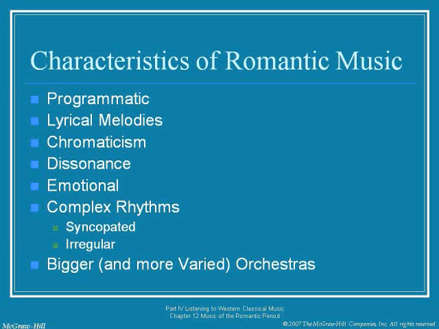In addition to being programmatic, Romantic music was also very lyrical in its melodic concepts. It was often very chromatic and dissonant. Now, if we talk about those three things, we can also throw in the emotional one. All of them have to do mostly with utilizing more complicated rhythms.